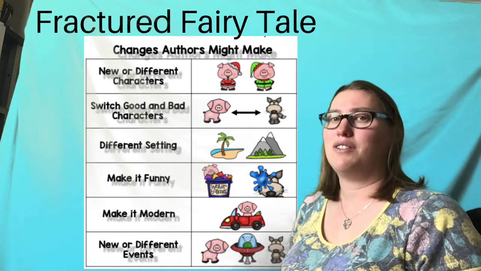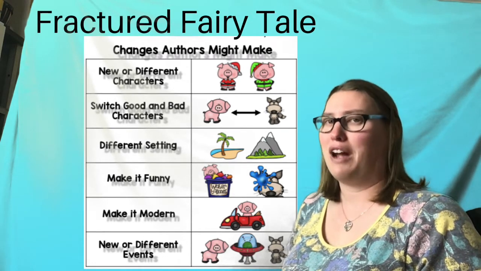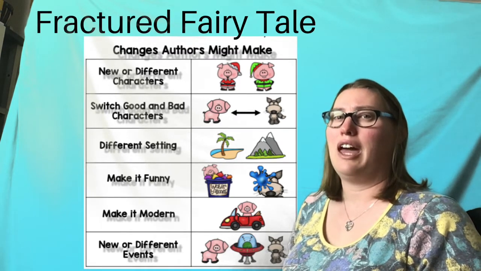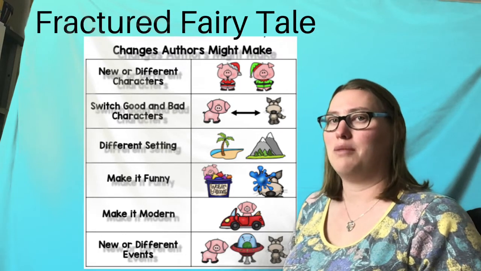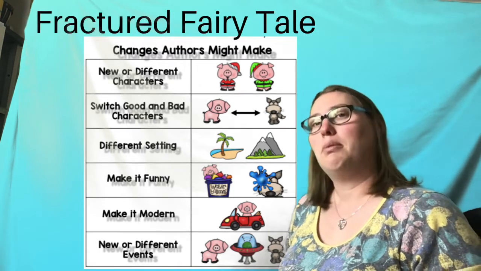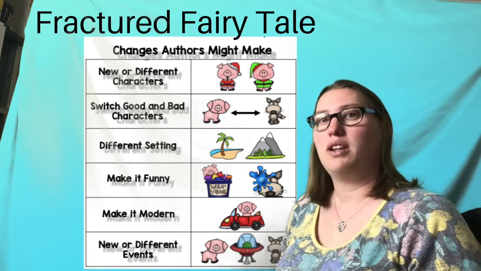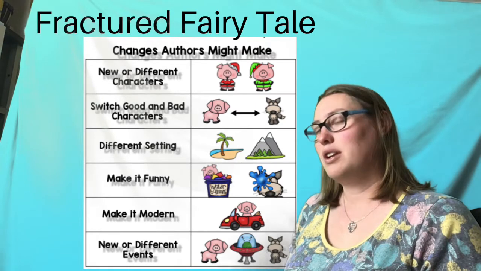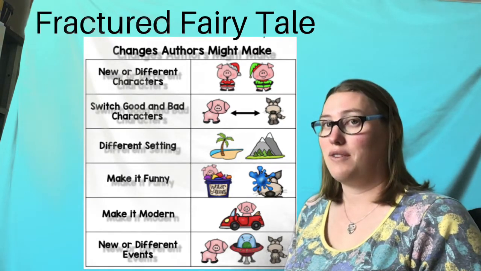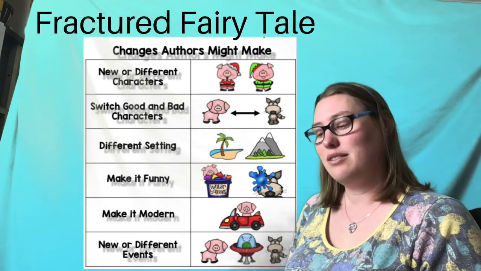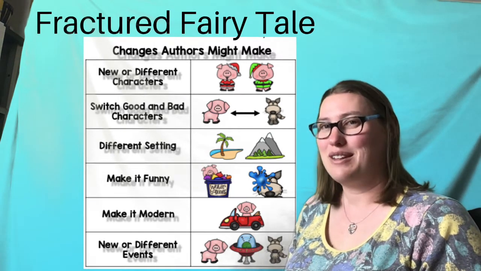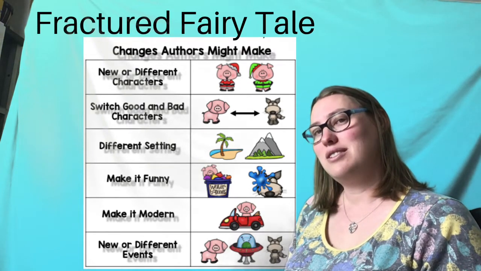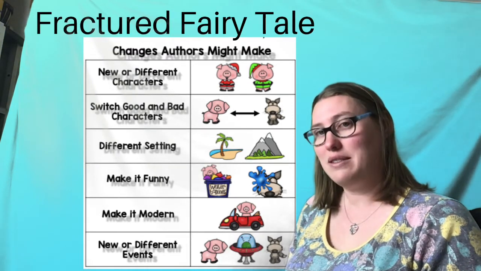So you have your basic fairy tales, and then you have what they call fractured fairy tales. So it's when an author takes an original fairy tale and they make changes to it, and it becomes a fractured fairy tale. So a couple of things that you can change as an author when you are writing a fairy tale is you could add new or different characters. You could switch the good or bad characters around. You could have a different setting. Maybe add some funny stuff in and make it a funny story.